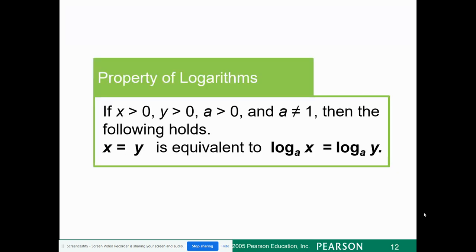Now, this property that we're looking at here allows us, along with the definition of logarithms, to solve equations. As long as x, y, and a are greater than 0, so they don't equal 0 and they're not negative, and a is not equal to 1, then the equation x equals y is equivalent to the log base a of x equals the log base a of y. In other words, if a single non-log term is equal to a single non-log term, then I can say the log of that term, x, is equal to the log of the other term, y.